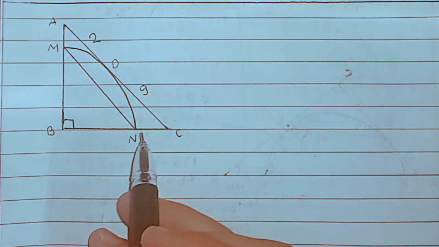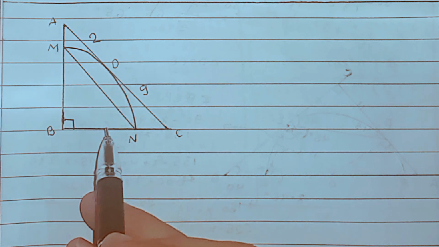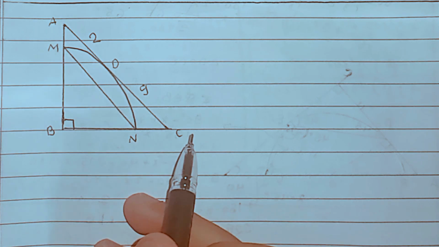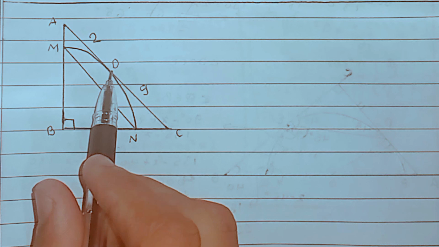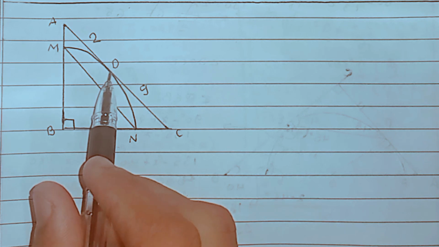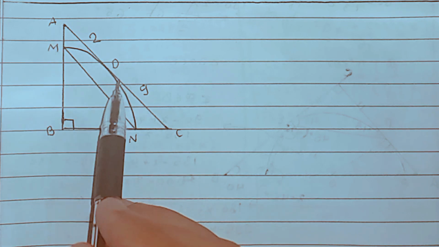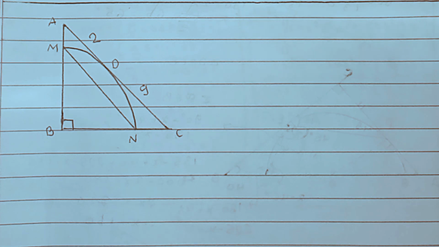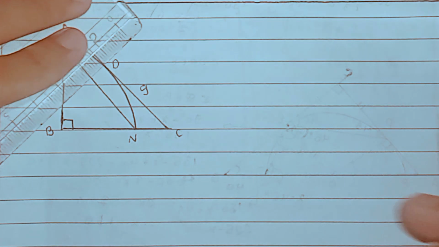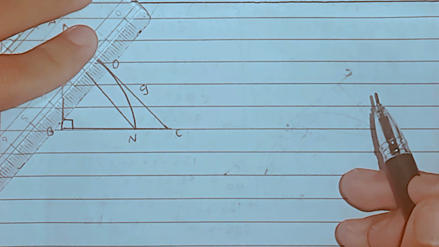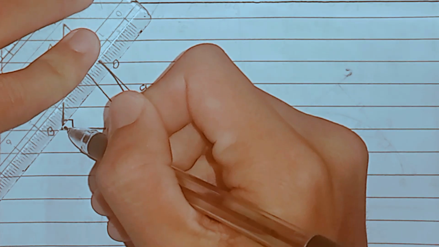and we have a triangle in which a quarter circle is inscribed within it. ADC is the tangent drawn to the circle and D is the point of contact of the tangent. AD is equal to 2 centimeters and DC is equal to 9 centimeters. So let's begin. First of all, we will join point B and D, that is, join the center of the quarter circle to the point of contact of the tangent.